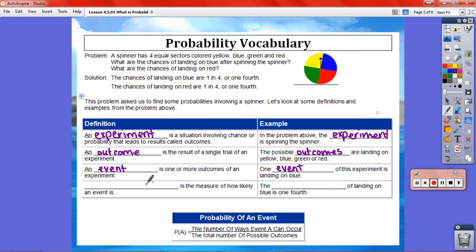And finally, probability is the measure of how likely an event is. So the probability in this experiment of landing on blue is 1/4, 1 out of 4. Because of the equal sized pieces, there are 4 of them and one of them is blue, 1 out of 4. And we get this formula down here, probability of an event. The probability of event A is the number of ways event A can occur over, or divided by, the total number of possible outcomes.